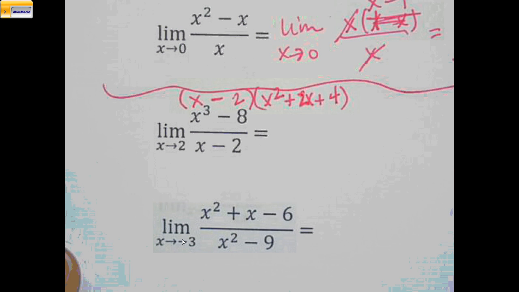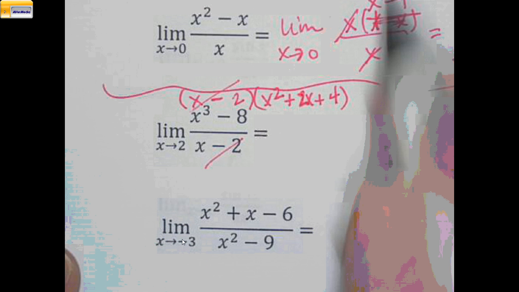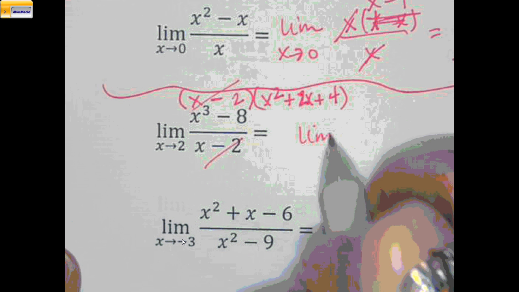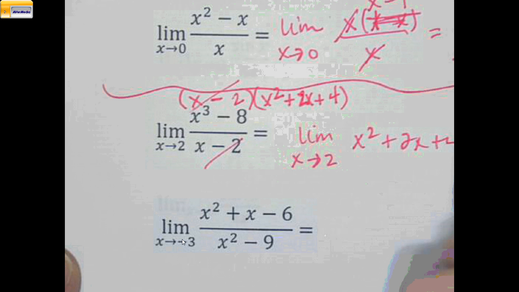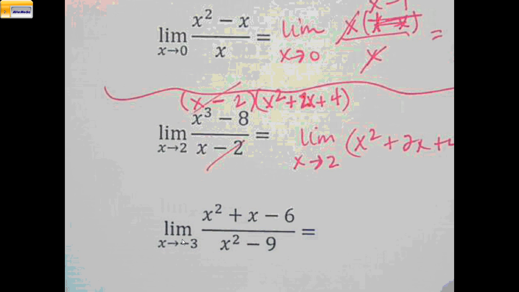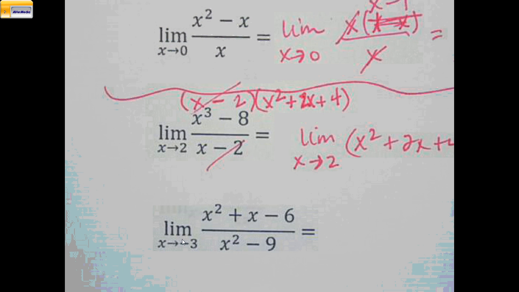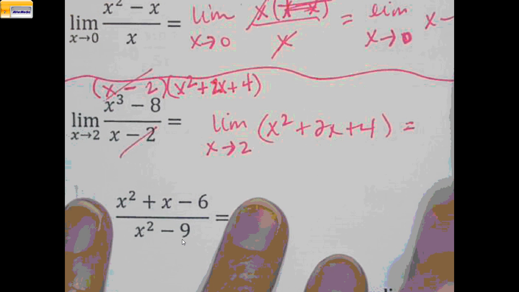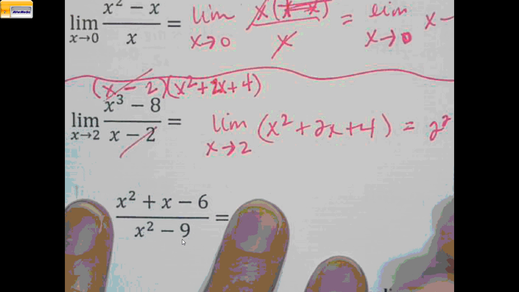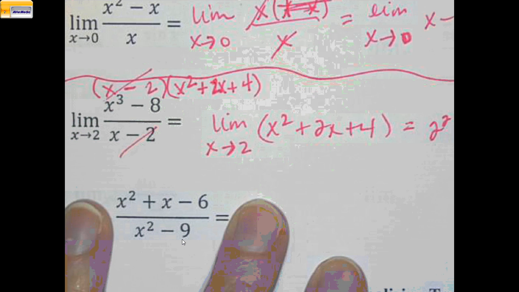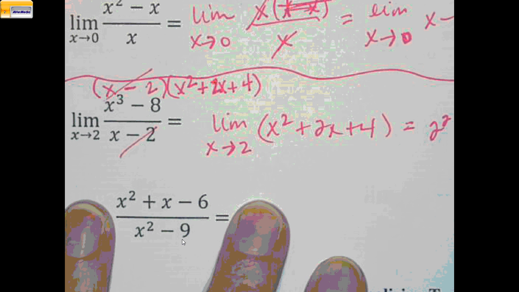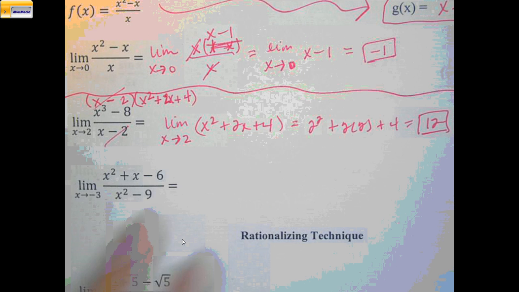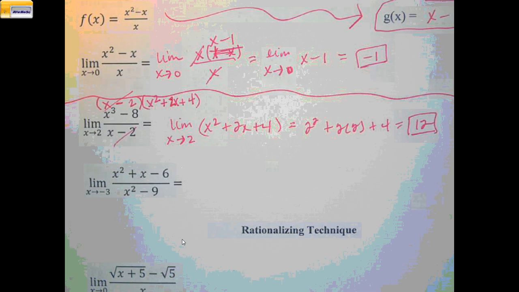We reduce, so we take out x minus 2. And now I'm looking for the limit as x approaches 2 for x squared plus 2x plus 4. Now we plug it in. 2 squared is 4, plus 2 times 2, which is 4, plus 4 is 12. Everybody okay?